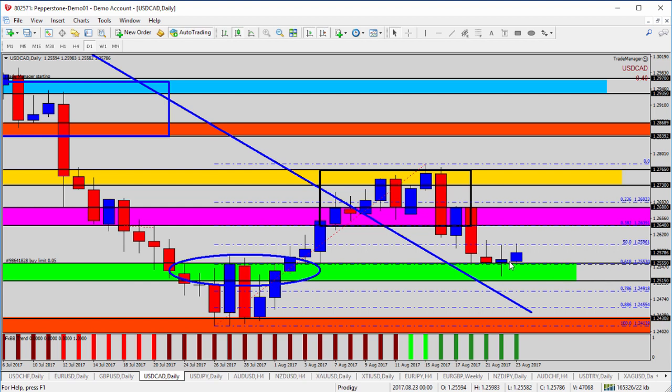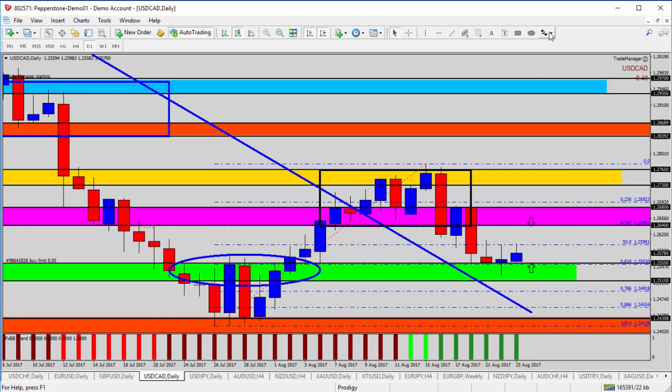So for the time being, what I'm looking for is the market to continue status quo, finding support here and bouncing off of it. An opportunity to buy into 1.2550 becomes the opportunity we're looking for to bounce back up at minimum to the pink shaded area as our target.